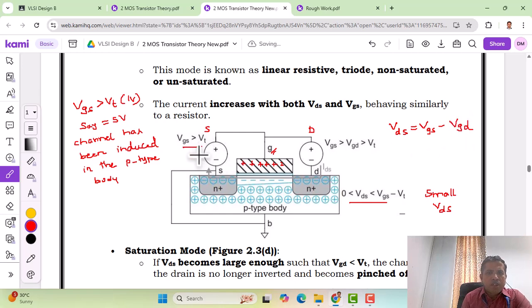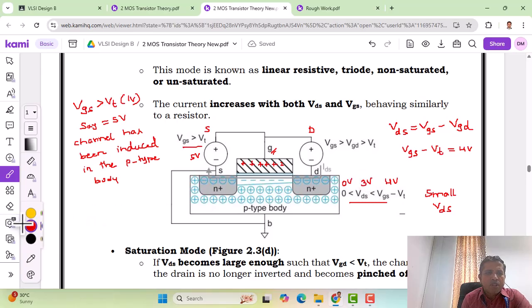Let's take for example that we applied 5 volts here as VGS. VDS must be less than VGS minus VT. Let us calculate VGS minus VT. VGS is 5 volts, so VGS minus VT becomes 4 volts. So VDS must be between 0 volts and 4 volts. It must be less than 4 volts. Let's say we have applied VDS as 3 volts.